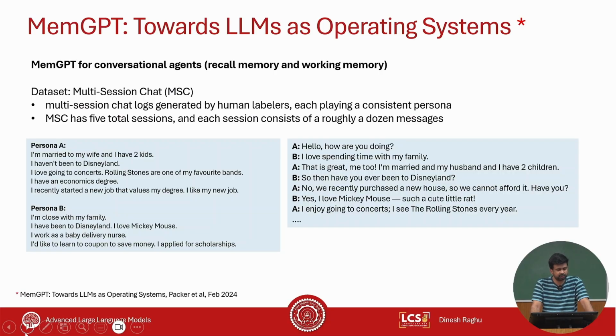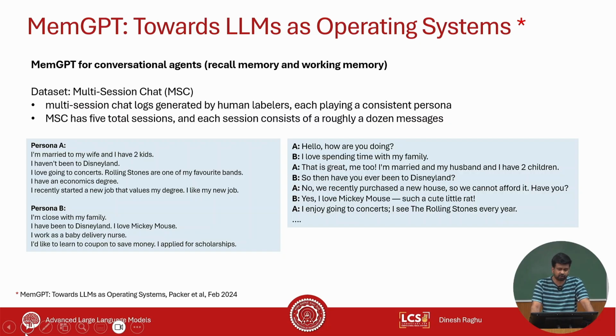The way this data set was constructed is humans were given certain personas. Let's say that there are two humans, each given their personas. For example, the persona for person A would be: I'm married to my wife and I have 2 kids. I haven't been to Disneyland. I love going to concerts and things like that. And similarly, persona B says: I'm close with my family. I have been to Disneyland. I love Mickey Mouse. I work as a baby delivery nurse. I like to learn to coupon to save money, and I applied for scholarships.